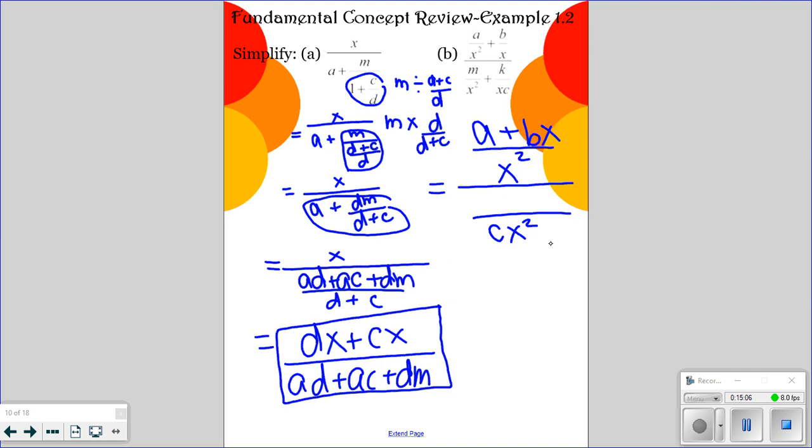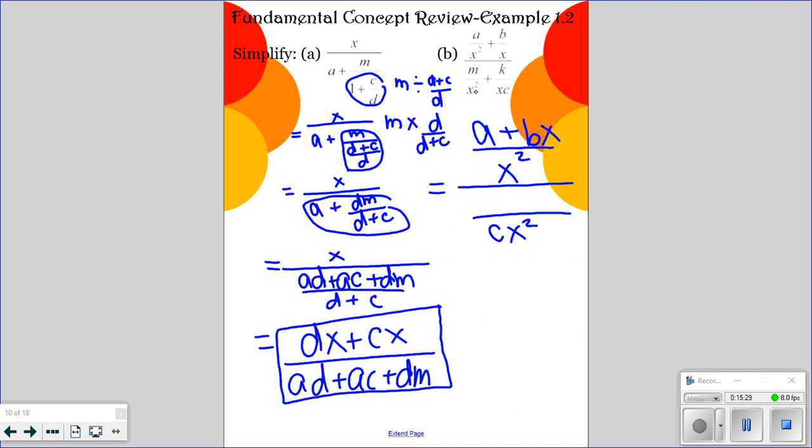And if you'll notice, I typically write my variables in alphabetical order. That's not a requirement, that's just something that I've always done. I definitely prefer it because it makes it easier to check, but you don't have to do it like that. It just makes it easier to tell whenever you have like terms. So that's typically what I'm going to do, but it's not a requirement.